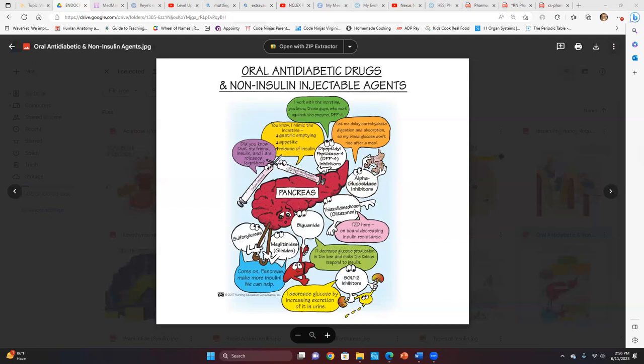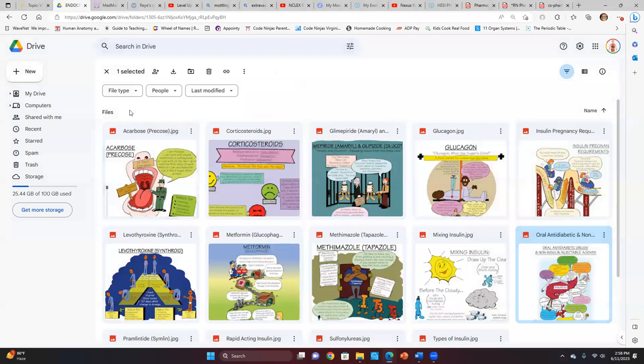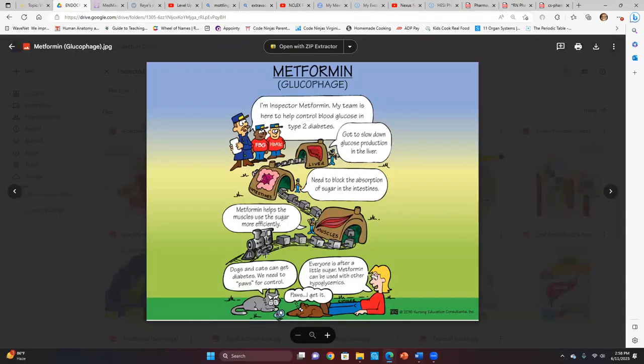Okay, there's a couple more concepts that we haven't gone over. Let me quickly mention the most important things. Oh, this was a metformin one. So here's the metformin pictorial, if you want to take a look at it later on. This is your metformin or your Glucophage. That's a big one.